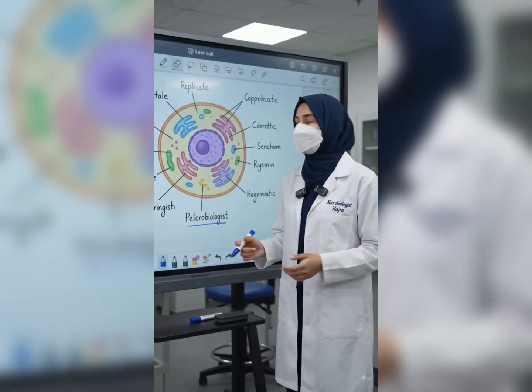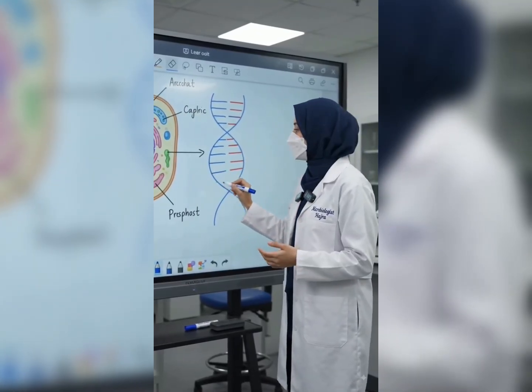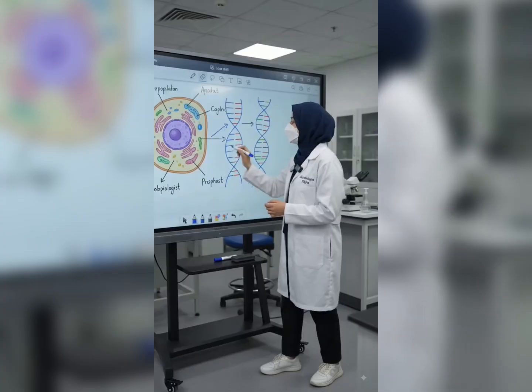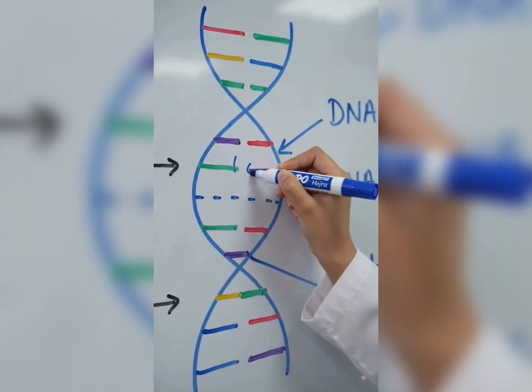Today we will explore DNA replication. How does one cell become two with the same genetic information? Let's begin. What is DNA replication? It is how DNA makes a copy. One molecule becomes two. This occurs before division. It makes an identical copy.